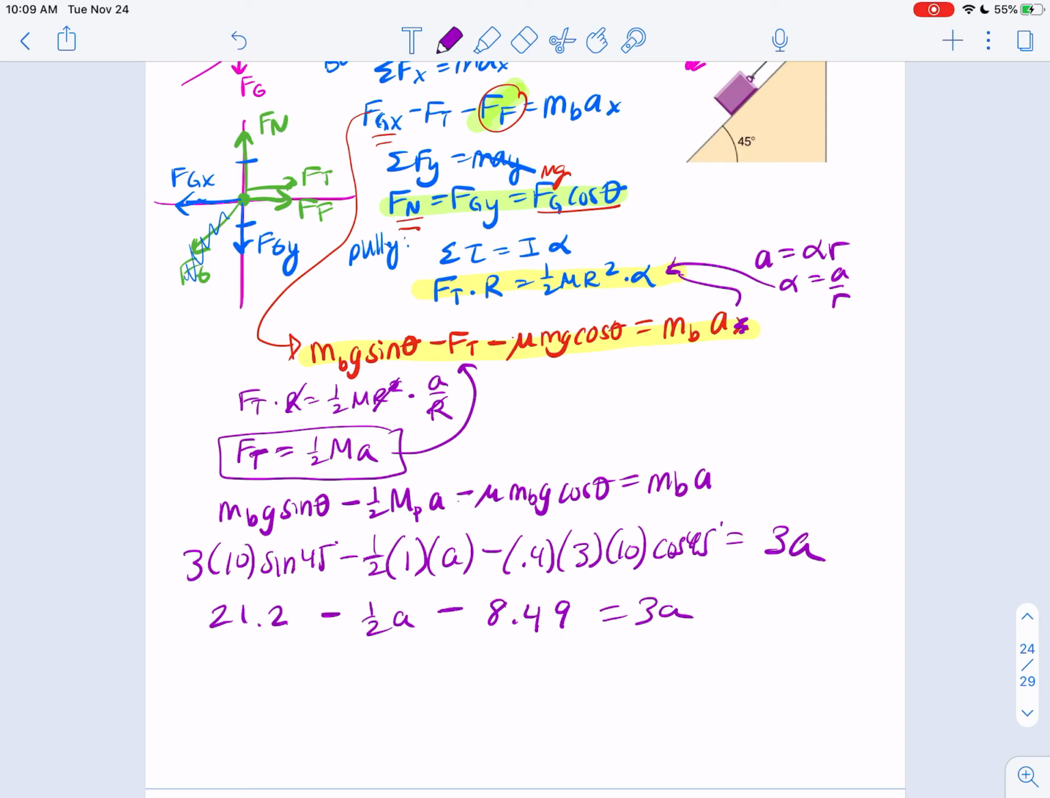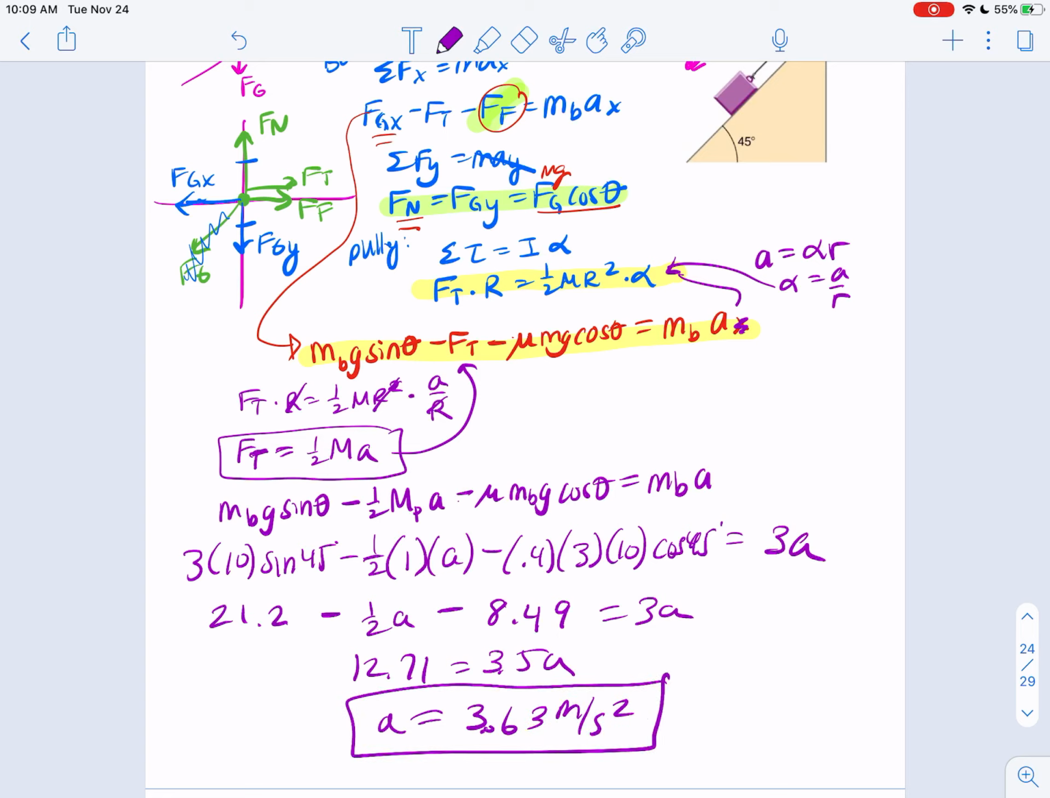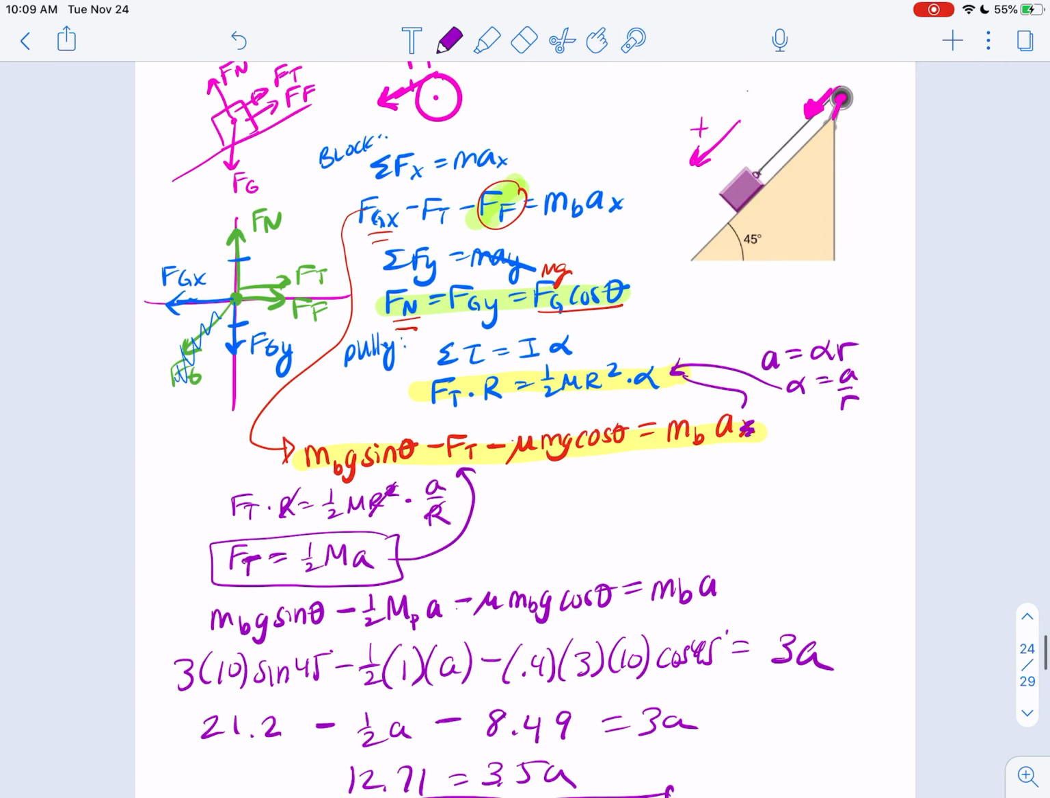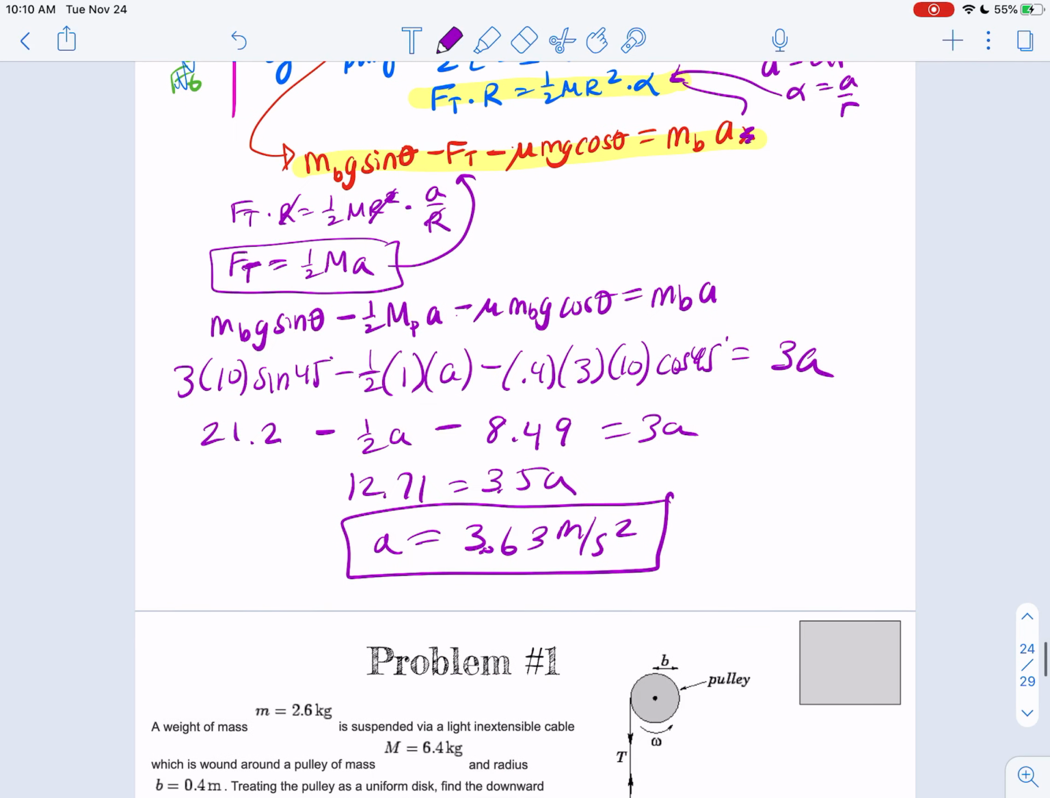So 21.2 minus 8.49 is 12.71. Move this to the other side, so divided by 3.5, 3.63. Yeah, reasonable. And it should come out positive, because I set everything to be the direction that it's moving. So if it comes out negative for some reason, you know you messed up if you set it up that way in advance. So it's just going to be that.